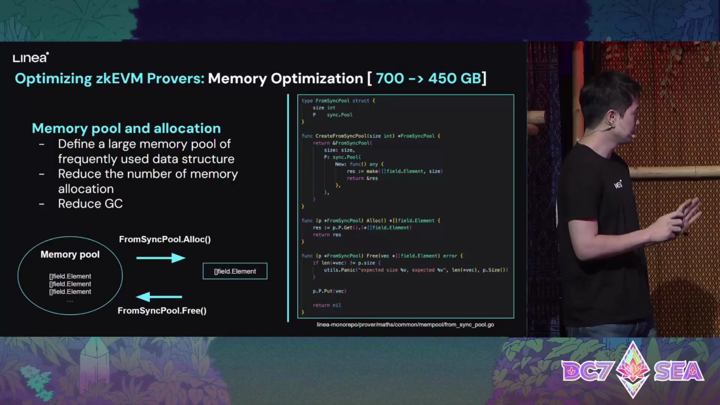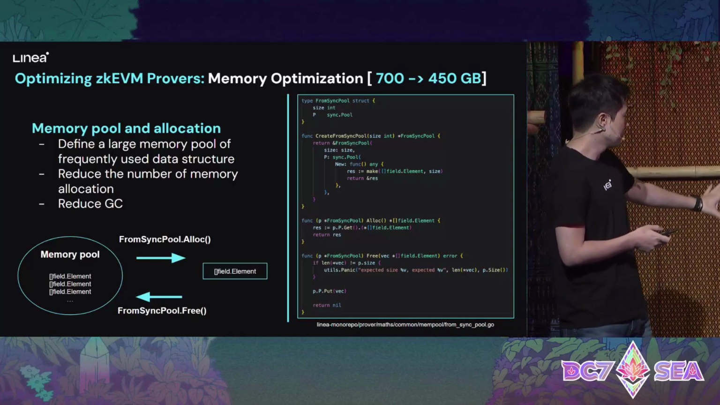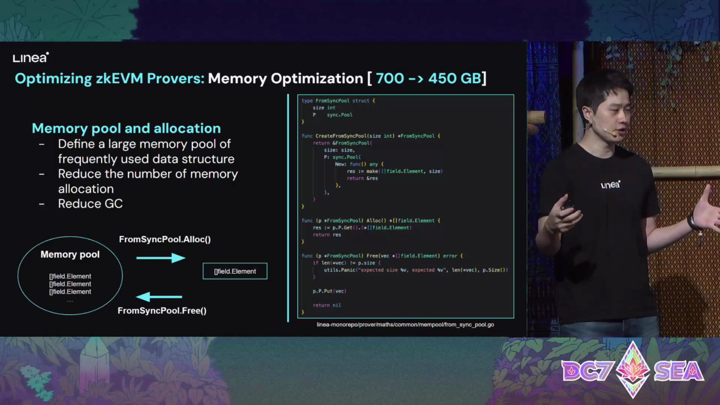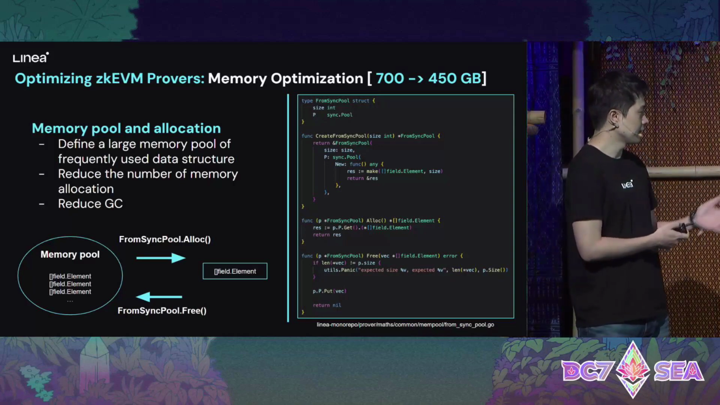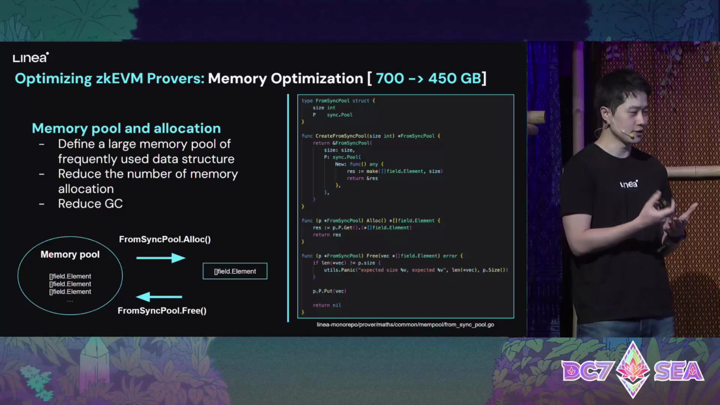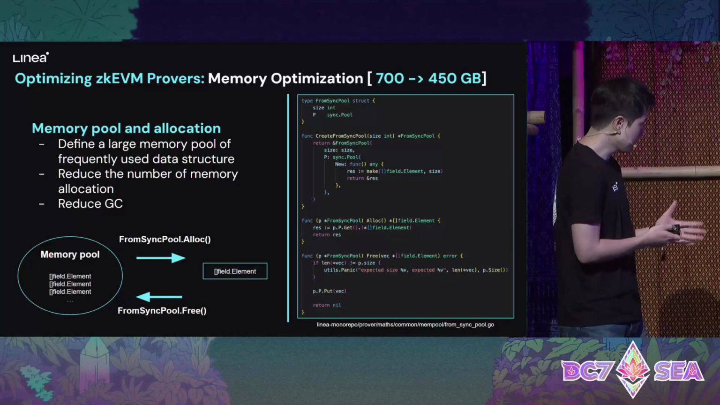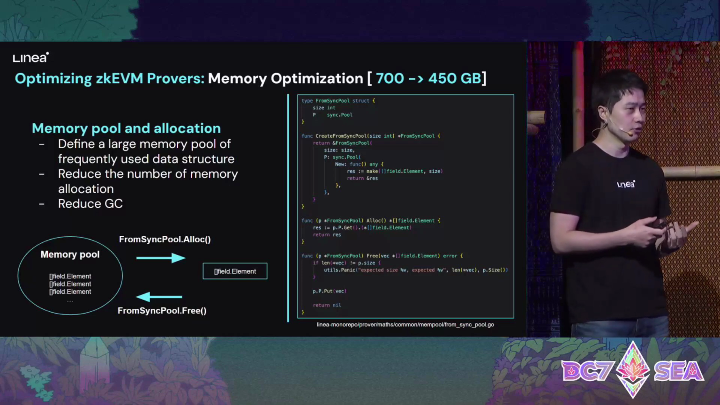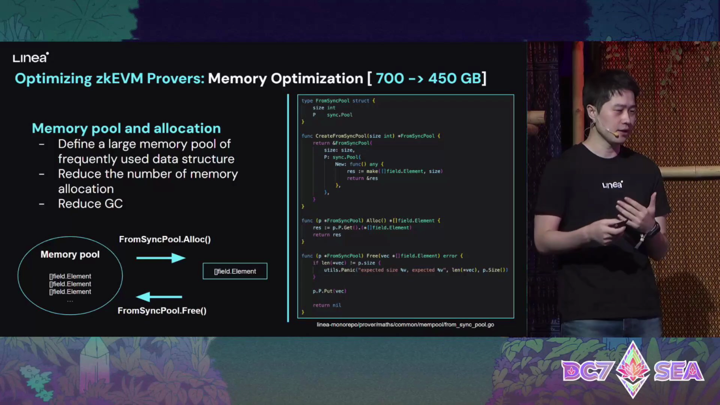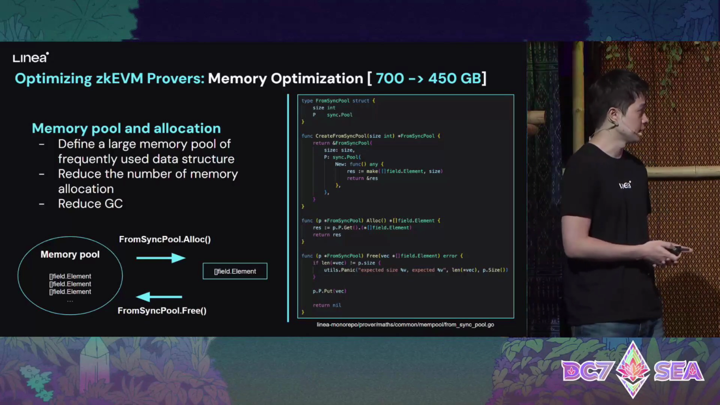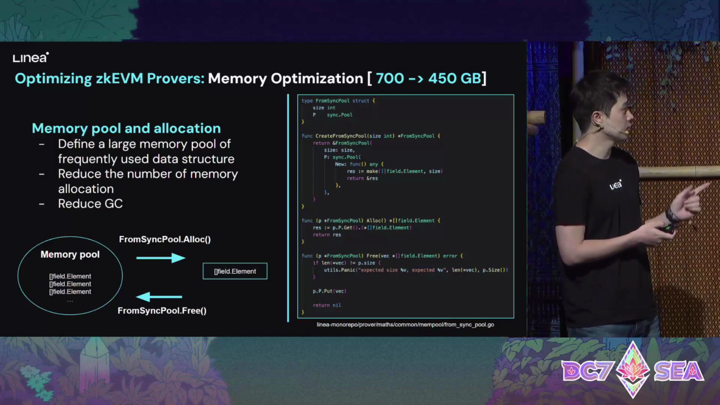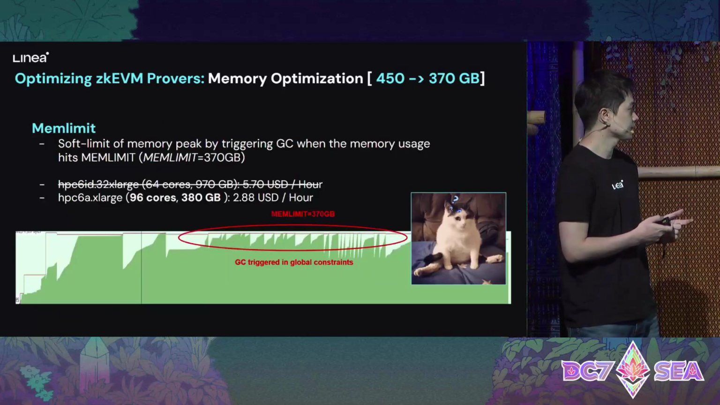So instead of doing that, you just set up this large memory pool for your data structure, and you just allocate that and use it. And when you're not using it anymore, you just return it to the pool, and you keep doing this. So you only allocate once, and you just return it only once. By using this, we reduced our memory peak to 450 gigabytes.